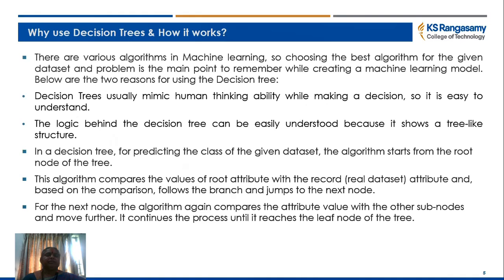In a decision tree, for predicting the class of the given data set, the algorithm starts from the root node of the tree. This algorithm compares the values of the root attribute with the record attribute, and based on the comparison follows the branch and jumps to the next node. For the next node, the algorithm again compares the attribute value with other subnodes and moves further. It continues the process until it reaches the leaf node of the tree.